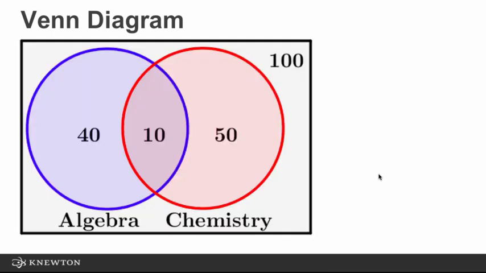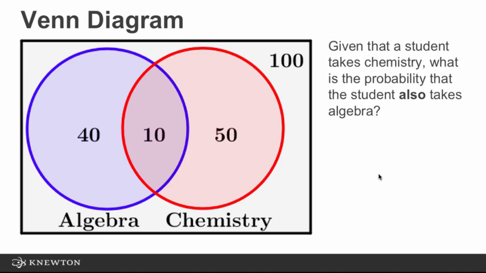All right, still have the same diagram. Now we're going to ask a slightly harder question. Given that a student takes chemistry, what is the probability that the student also takes algebra? So here we have to be a little bit careful because our sample space now has changed. We were given information that a student takes chemistry.